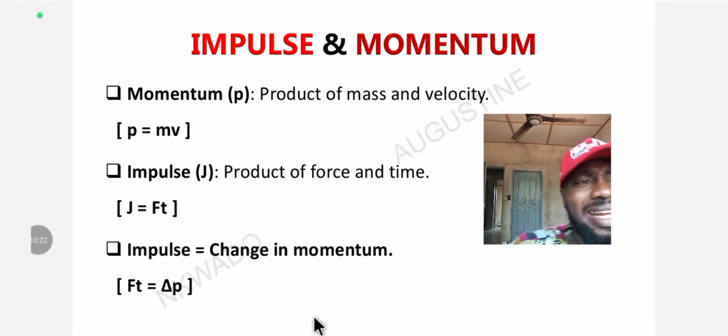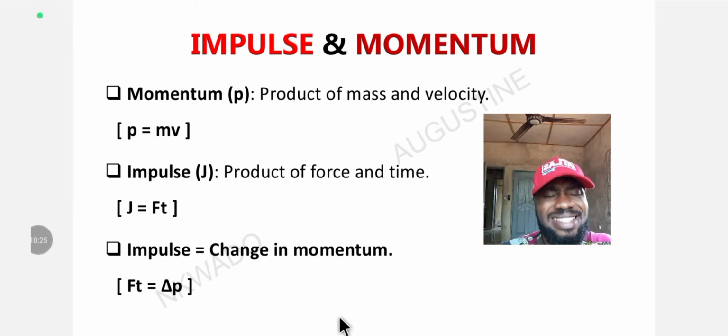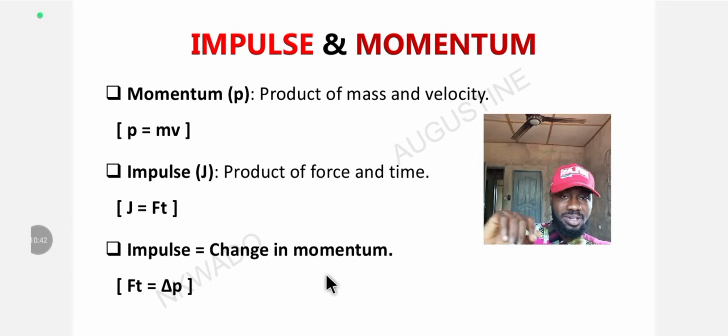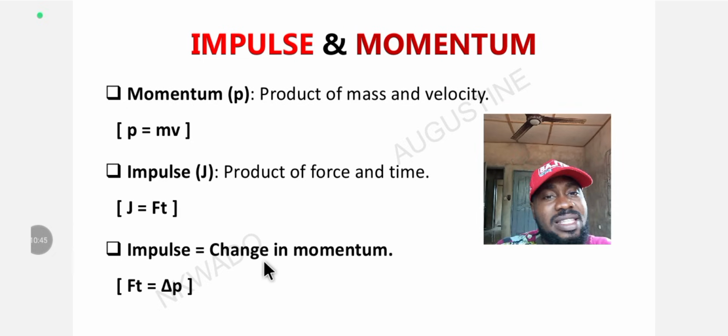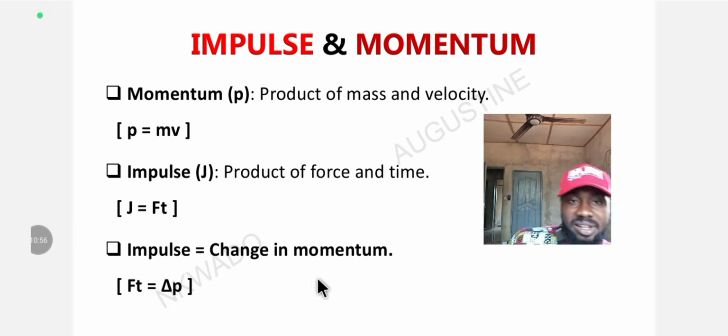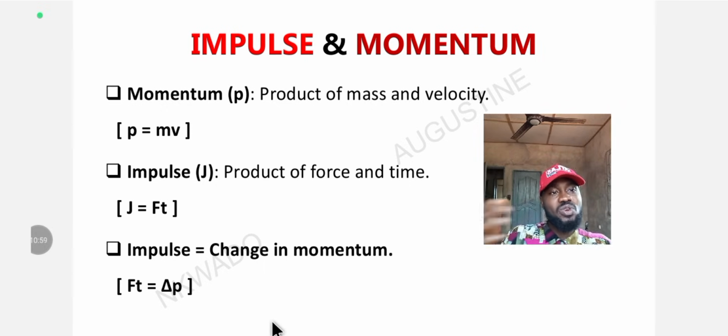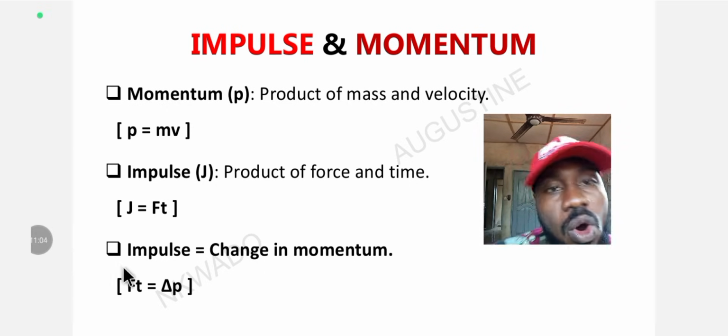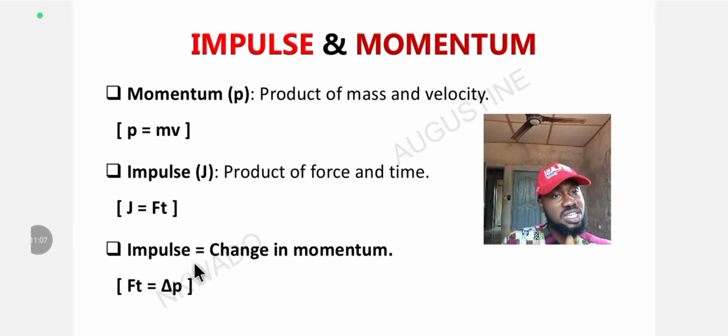So JAMB can set a calculation question for you of a body with a final momentum of 7 and an initial momentum of 5. They will now ask, what is the impulse of the body? Remember, you were not given force and you were not given time. Since impulse is equal to change in momentum, what do you have to do? You subtract the initial momentum from the final momentum to get the impulse, because impulse is equal to change in momentum. As easy as that.